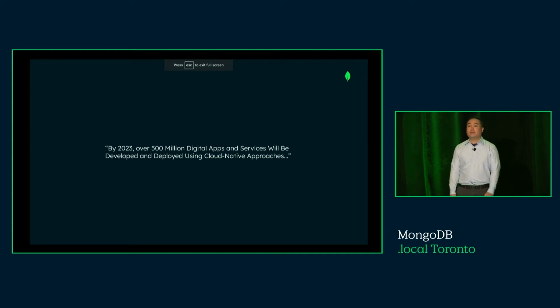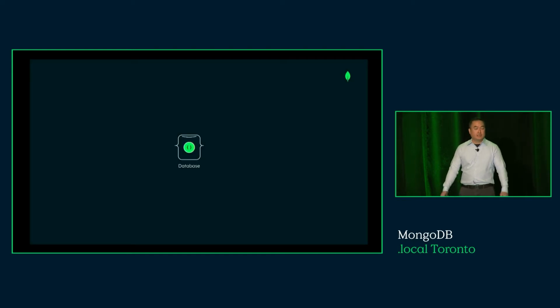By 2023, just around the corner, over 500 million digital apps and services will be deployed and developed using cloud-native approaches. And nearly all of those cloud-native applications will require a database. When you're deploying a database in the cloud and deciding what database to use, you have to think about provisioning the hardware or the VMs in the cloud. How many do I need? Is it distributed? Making sure that the operating system is the right one, the software is up to date, and also deploying the binaries for the database and making sure that you upgrade and maintain it as patches are released.